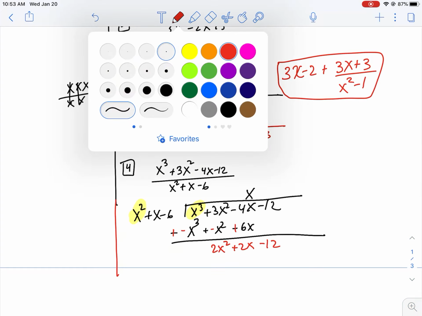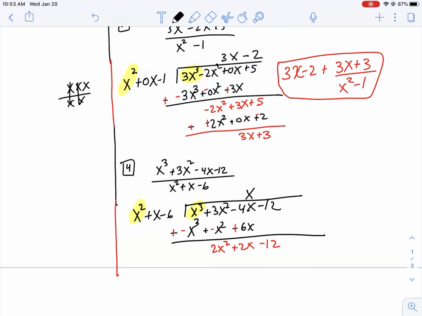And then we divide again, okay? So x squared into 2x squared goes 2. So 2x squared plus 2x minus 12. And then again, we're going to add the opposite. So negative, negative, positive, and that all becomes 0. So this divides evenly. There is no remainder. So remember, divide, multiply, subtract, bring down.